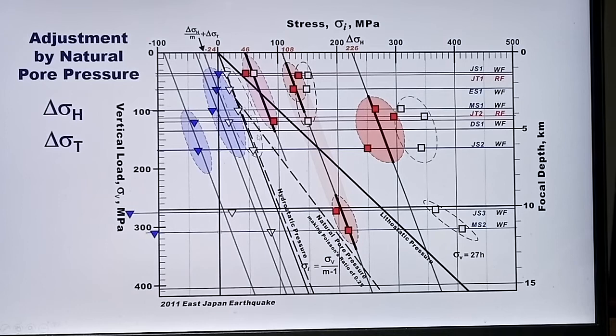By trial and error, we can determine the natural pore pressure, which makes the Poisson ratio 0.225. Using the determined natural pore pressure, we can adjust the stress. The resulting additional horizontal stress is modified like this.